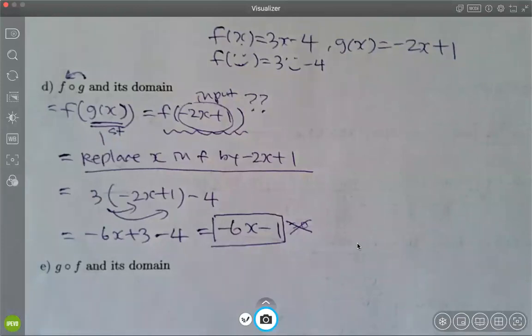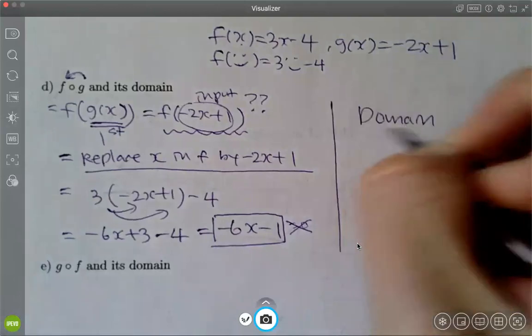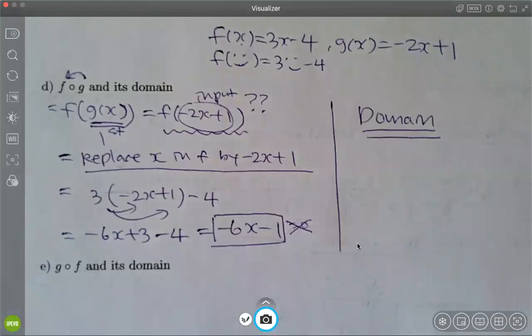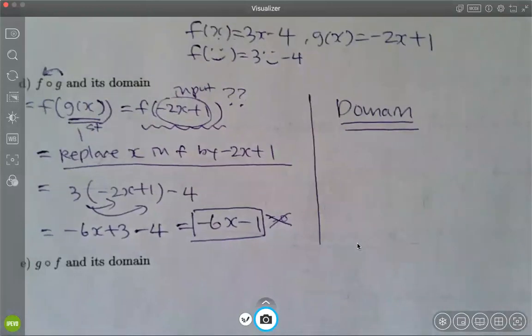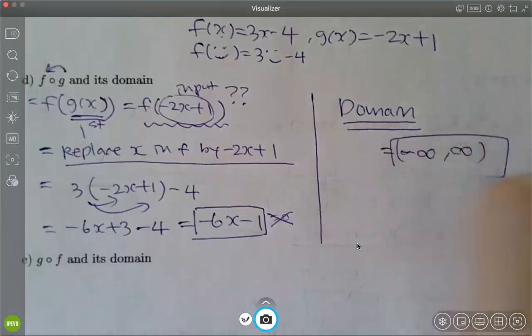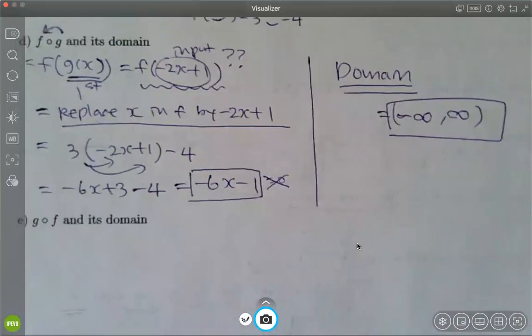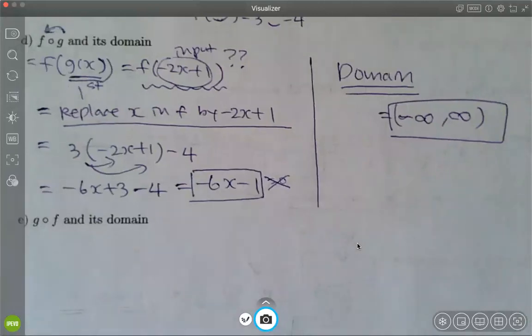Okay, now, what is the domain of this negative 6x minus 1? Wouldn't it be everything? And what's the reason? No square root, no rational, right? Okay. So the domain is everything, yes. And now, you flip f and g. So g circle f and its domain.